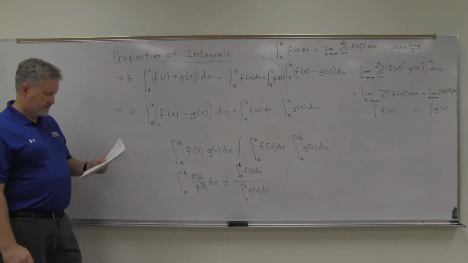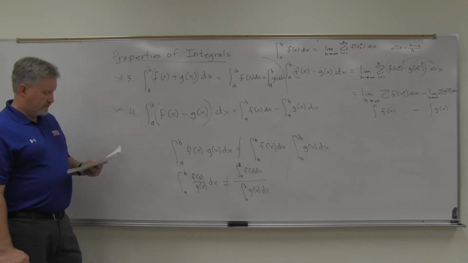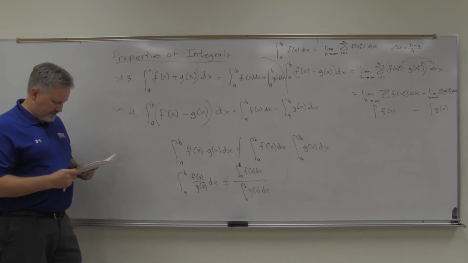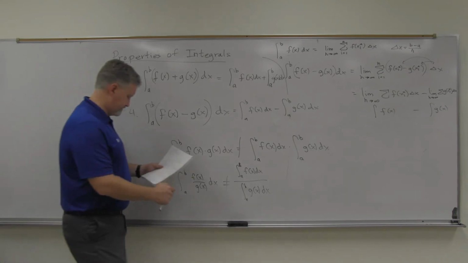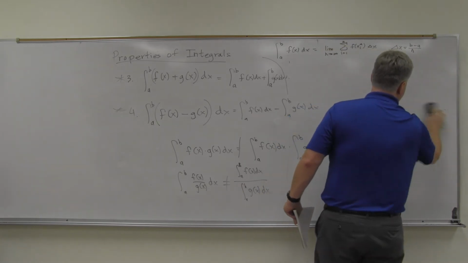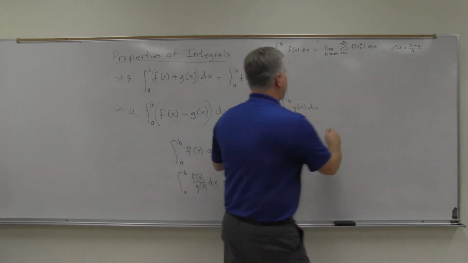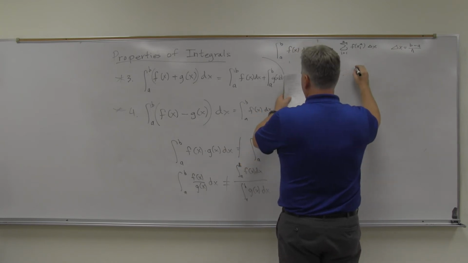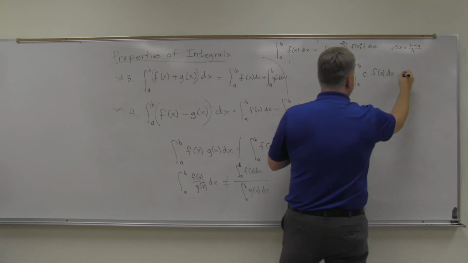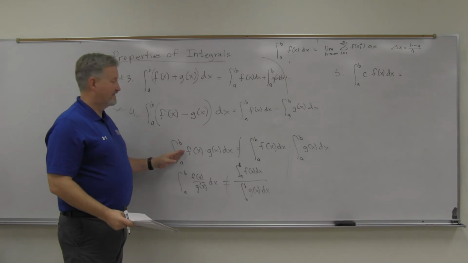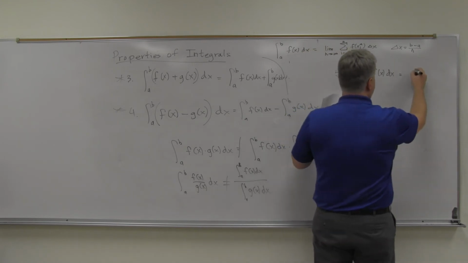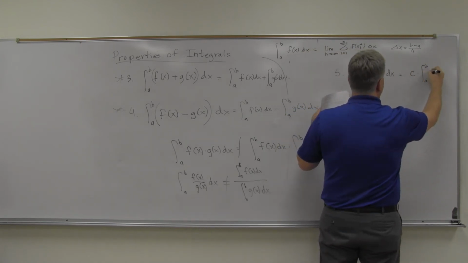So yeah, we'll do some of those, a lot of those. All right, a couple others. One more, probably five. These are probably not the same numbers as they have in the book. So property number 5: the integral from a to b of c times f of x dx. Now, I just said that about times. You can't separate those up. Well, if you just have a constant times a function, you can bring that out.